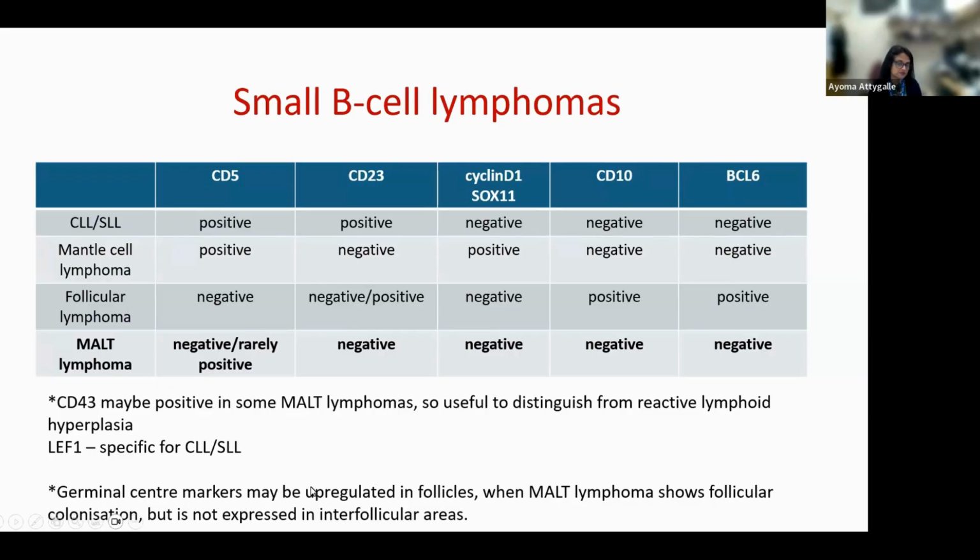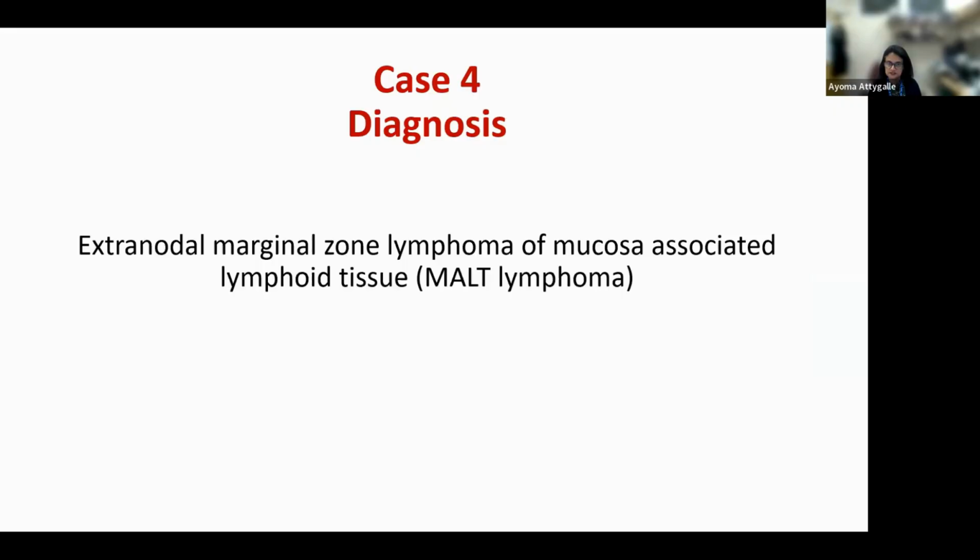Something which is also important to recognize, which can be very confusing in the lymph node setting, is that it can also happen in nodal marginal zone lymphoma. Some germinal center markers may be upregulated in the follicles when MALT lymphoma shows follicular colonization, but it is not present in the interfollicular areas.